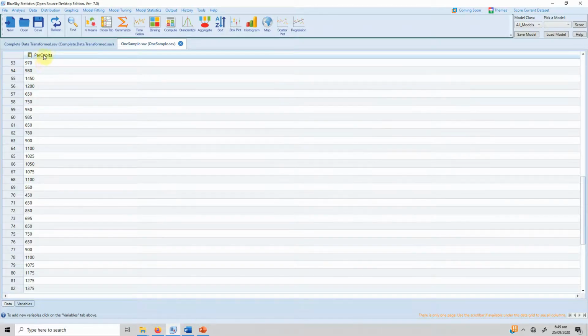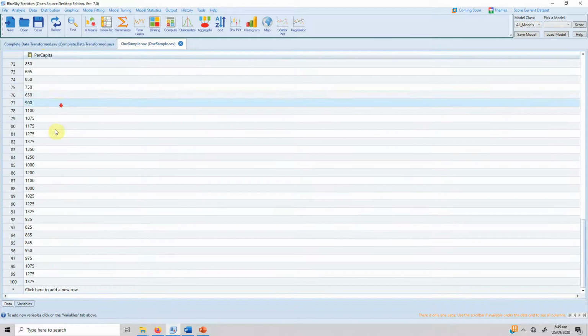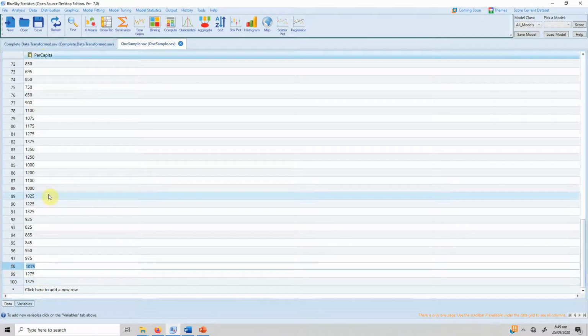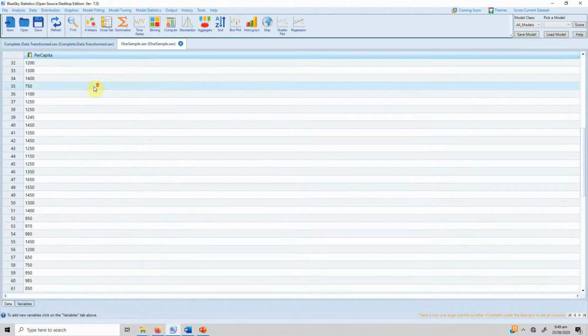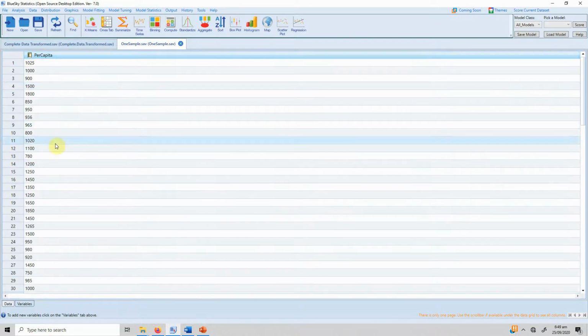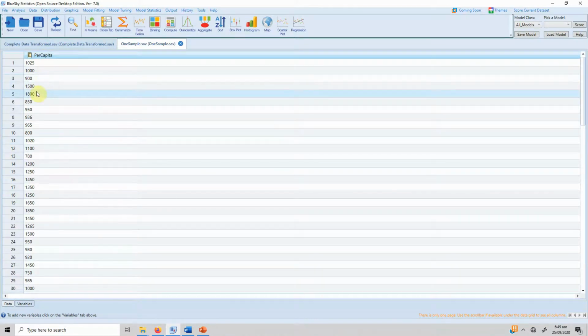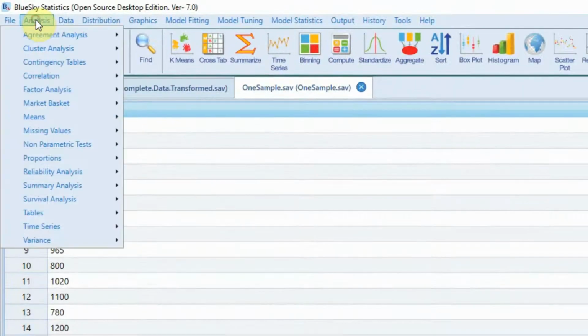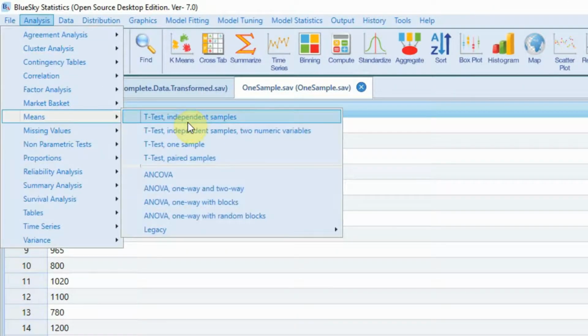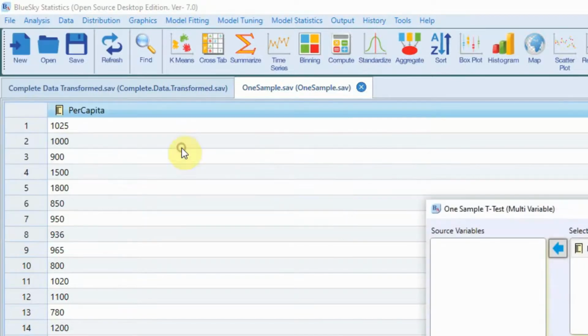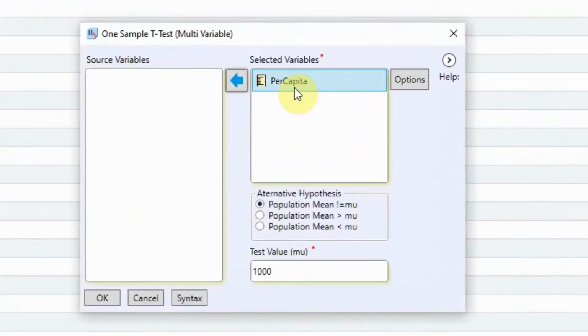Now, here is the per capita data collected from around 100 respondents from a city, and the researcher would like to know whether this sample belongs to the population or not. So in order to do this, we'll go to Analysis, Means, t-test, One Sample. Here is our selected variable, per capita, and your hypothesis: the population mean does not equal the sample mean, the population mean is greater than the sample mean, or the population mean is less than the sample mean. So these are your alternate hypotheses.